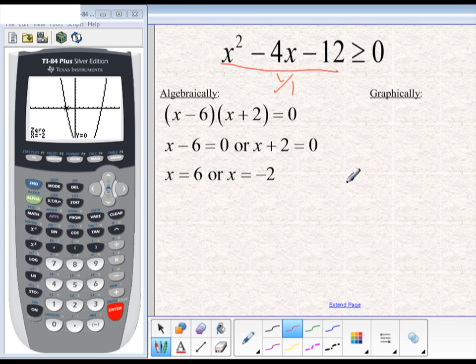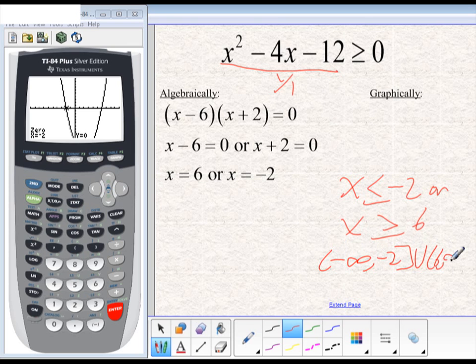So your solution then would be x values that are less than or equal to negative 2, or x values that are greater than or equal to positive 6. In interval notation, that would be negative infinity to negative 2, combined together with 6 to infinity, and that one should be a square bracket as well.